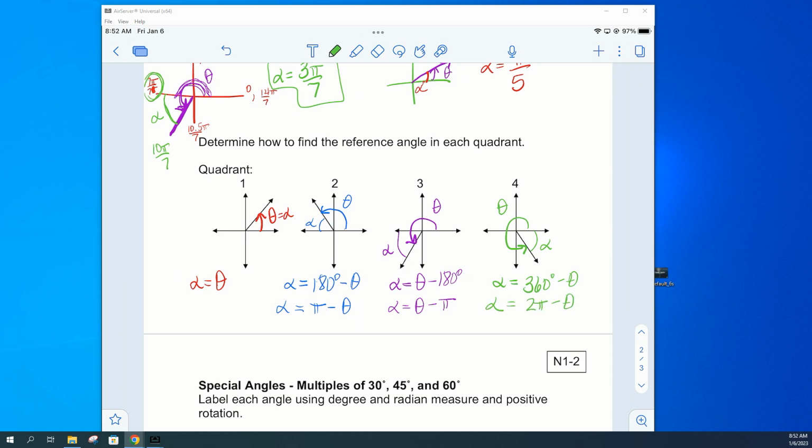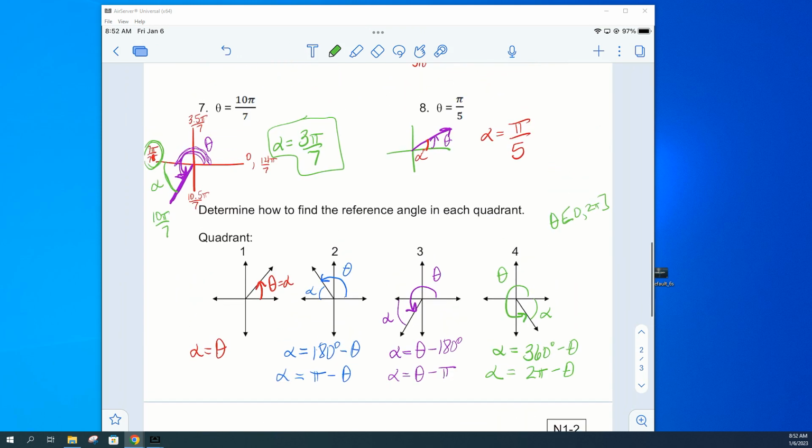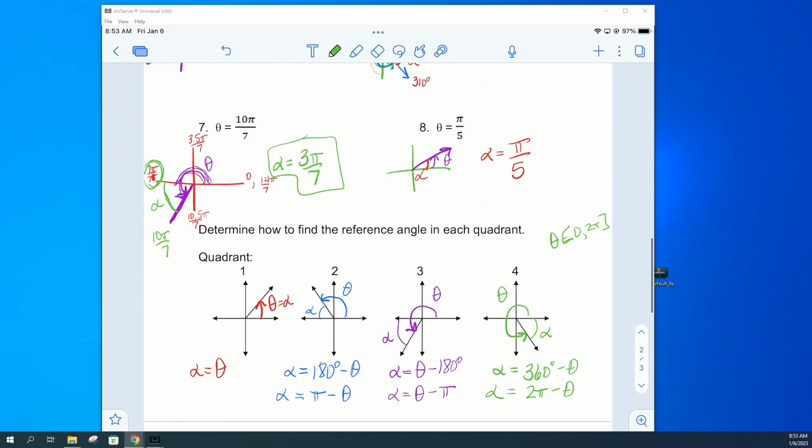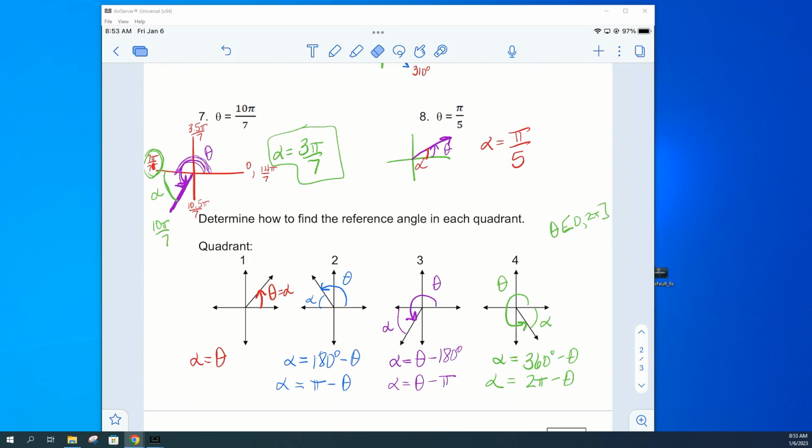So I want to be clear, these formulas are true if your theta is between 0 and 2 pi. So I want to be very clear, theta is between 0 and 2 pi, or 0 and 360. So I want to just make sure you understand I didn't give any negative angles in the example. So like if I gave you a theta of negative, I'll do degrees.